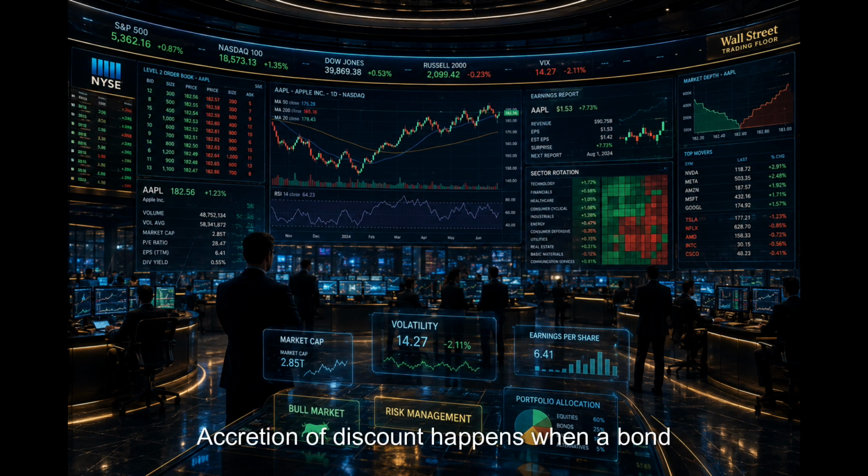Accretion of discount happens when a bond or financial asset is purchased for less than its face value, and its value gradually increases over time until it reaches full value at maturity. In simple terms, the discount slowly disappears over time.